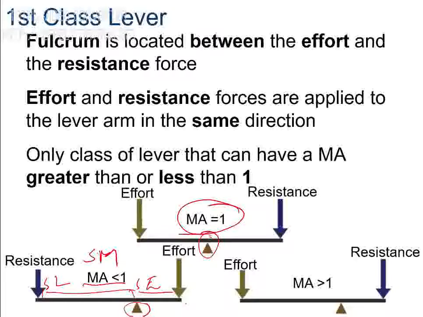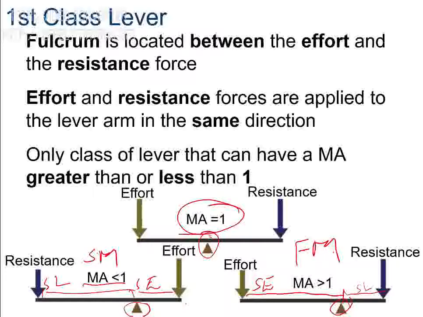And if the fulcrum is nearest to the load, the distance moved by the load is from this up to this, and the distance moved by the effort is from this up to this. Therefore, which one is greater? The distance moved by the effort is greater. Therefore, the mechanical advantage is greater than 1. At this time, it becomes a force multiplier.